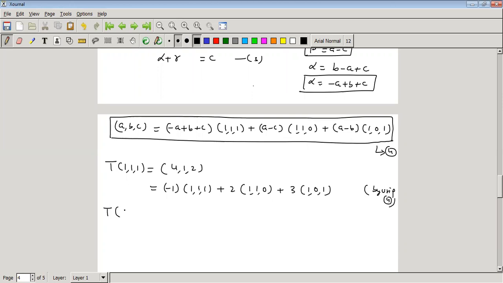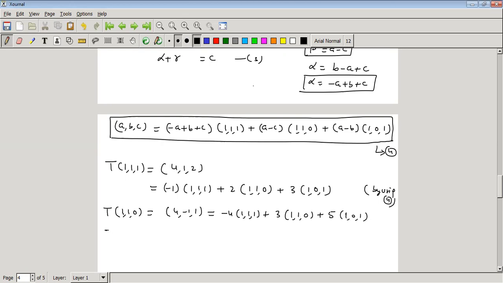Now similarly we can write T(1,1,0), and by using the transformation we get (4, minus 1, 1). We can write this as minus 4 minus 1 plus 1, so it is minus 4. So we can write minus 4 into (1,1,1) plus 3, 4 minus 1 is 3, into (1,1,0) plus a minus b, 4 plus 1, 5, into (1,0,1).